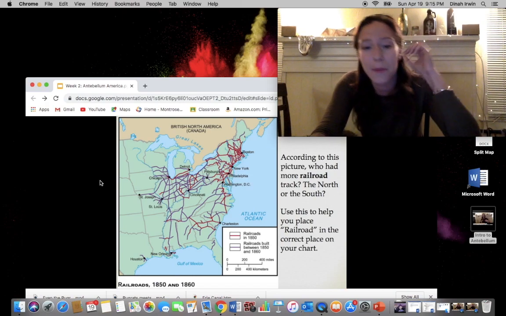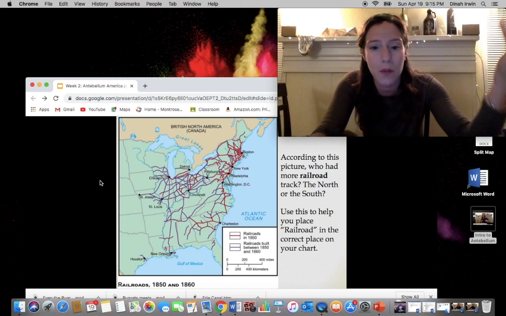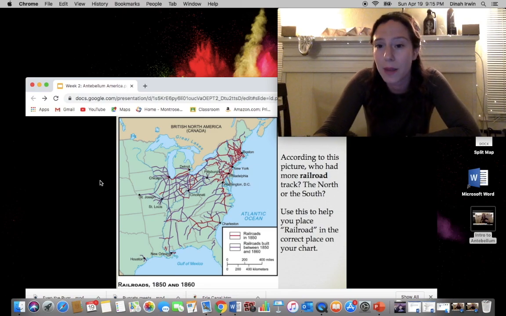Okay, so here is a map of the railroads. You can see there's way more in the north than the south. So I think by now we've been able to place that term, hopefully.